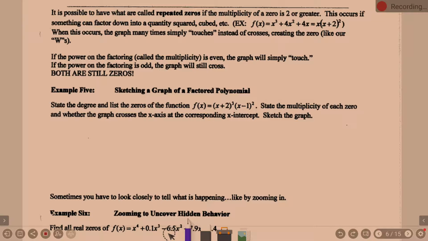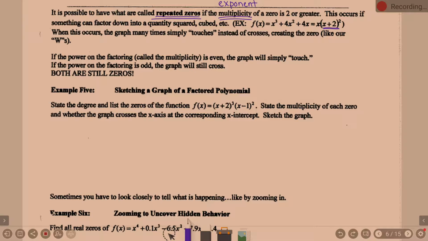When this occurs, the graph many times simply touches the x-axis instead of crossing. And that's where it might go down, touch the 0, and go back up, so like a minimum point. Repeated zeros occur in this type of setting, where the power on that factor is greater than 1. So when we talk about the multiplicity of a zero being 2 or greater, we're talking about the exponent. The exponent on the factor is 2 or greater.